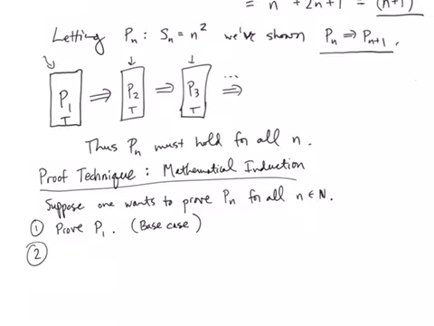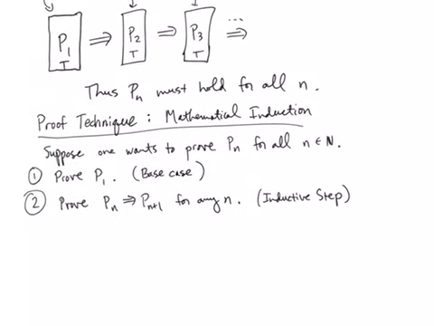And then the second is you prove that P sub n implies P sub n plus 1. So if you can knock down the nth domino, that's going to knock down the n plus first for any n. Okay, and this is called the inductive step. And that's really it.